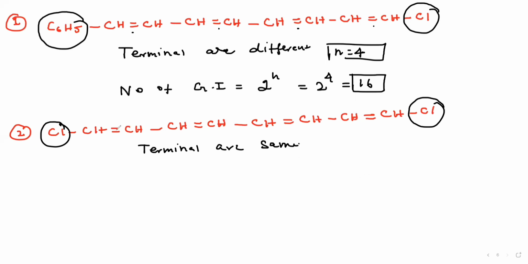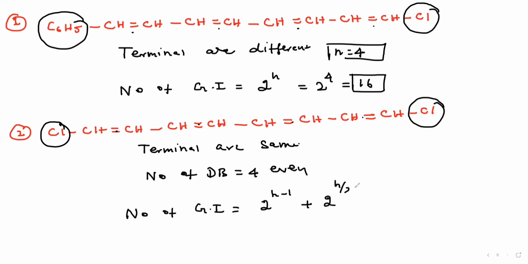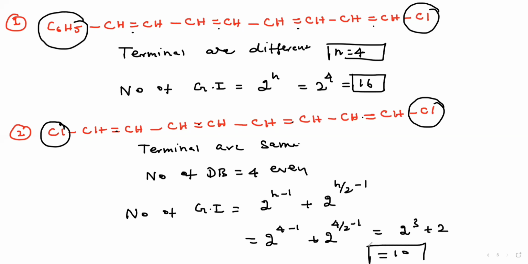Now, what is the next rule? Find out the number of double bonds. Here 1, 2, 3, 4. Therefore, the number of double bonds equals 4. It means an even number, right? What is the formula for an even number? The number of GI equals 2 power n minus 1 plus 2 power n by 2 minus 1. Now what is the n value? 4. Therefore, 2 power 4 minus 1 plus 2 power 4 by 2 minus 1. What is the answer? 2 power 3 plus 2 power 3, right? Therefore, the answer is 10. Very important. How many are possible? 10 are possible. Okay. Now, the third example, the final example.